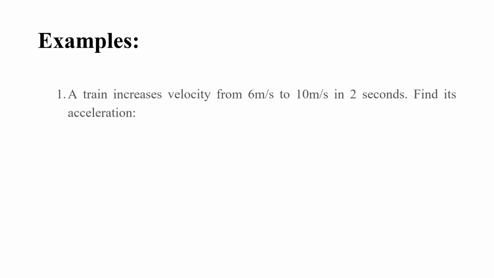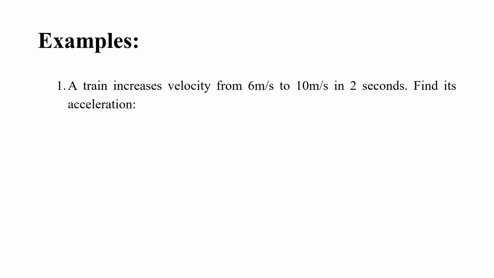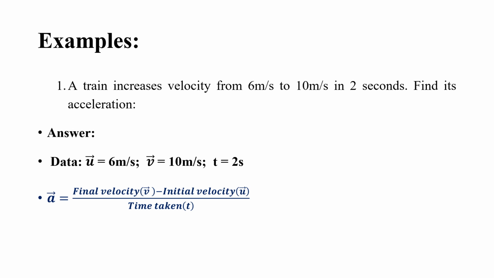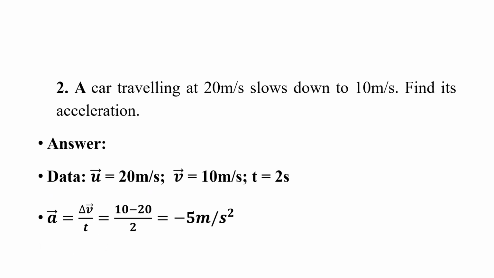Examples. 1. A train increases velocity from 6 meters per second to 10 meters per second in 2 seconds. Find its acceleration. Answer. Data, initial velocity, or u bar equals 6 meters per second, final velocity, or v bar equals 10 meters per second, time, or t equals 2 seconds. 2. A car traveling at 20 meters per second slows down to 10 meters per second. Find its acceleration. Answer. Data, u equals 20 meters per second, v equals 10 m/s, t equals 2 s.